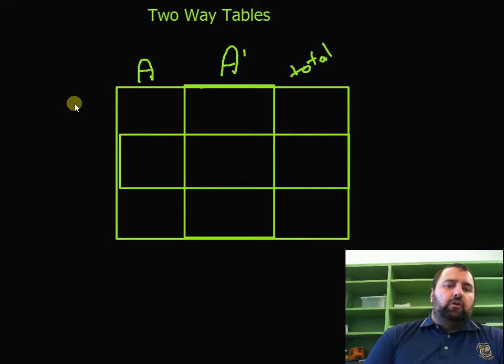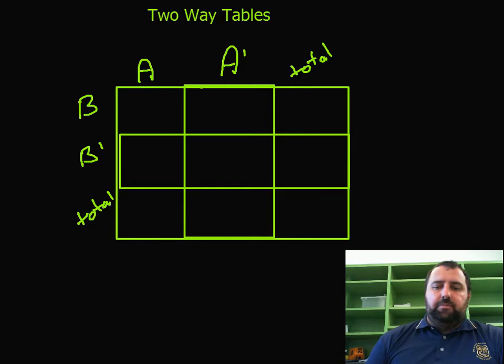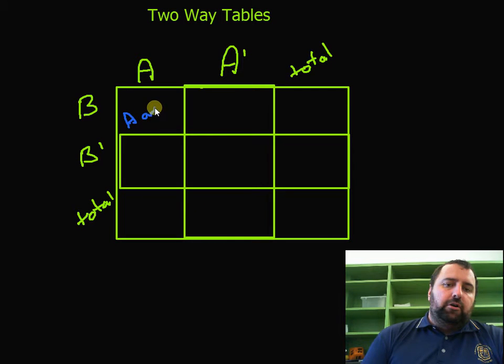All right. So for this row, we're going to label them B and not B. Yet again, I use B dash to mean not B, and then total down at the bottom. So in this square, all right, notice it lines up with A and B. So that means both A and B have occurred. Okay, so if somebody had A and B, then that number would go in there.